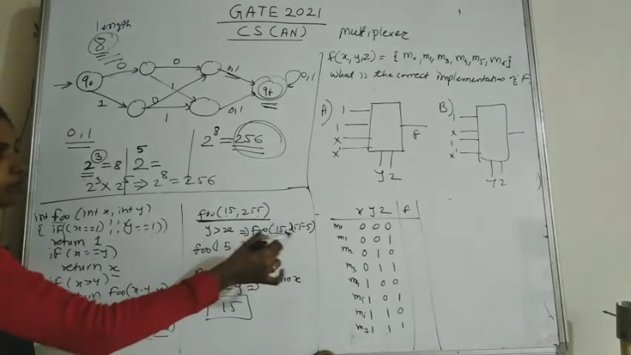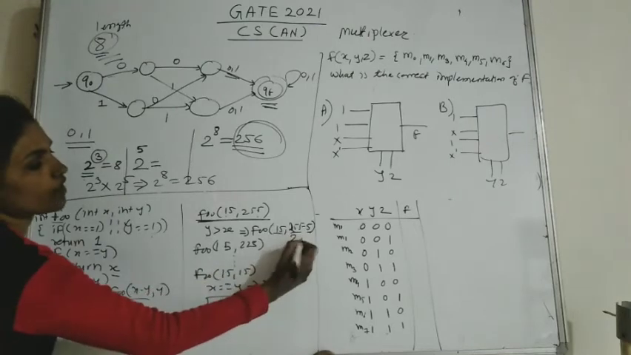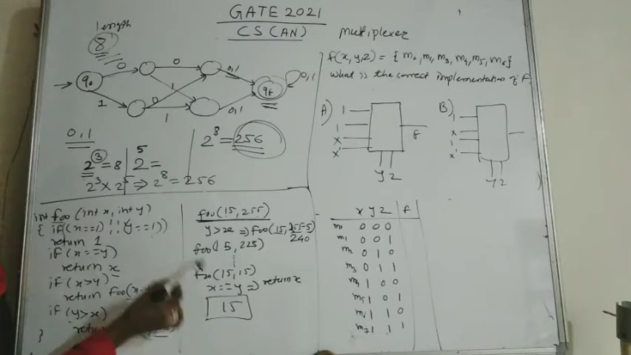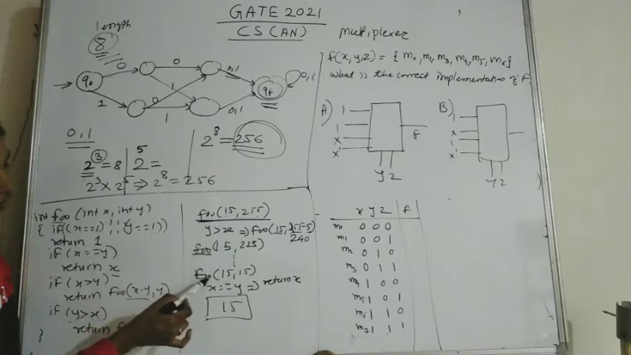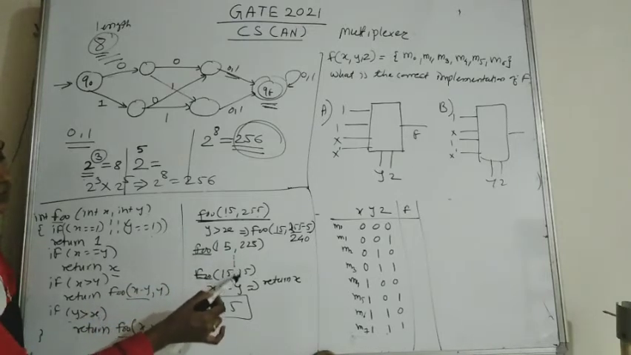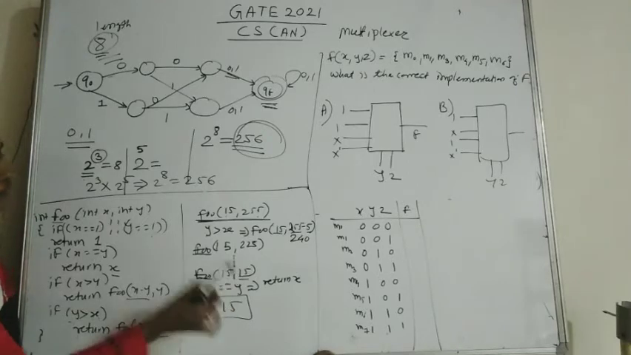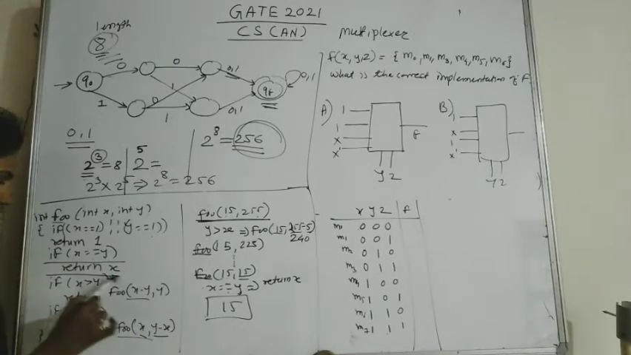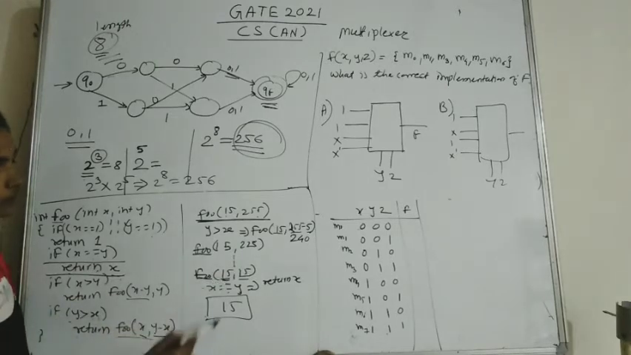So x is 50, 255 minus 15 is 240. So likewise, every time we are getting y greater than x, so that many times we have to call this function foo, and at the end, second last point, we are getting this as 15. So as x equal to 1, we are executing these lines. So return x, that is the value 15. So this is the answer for this question, 15.